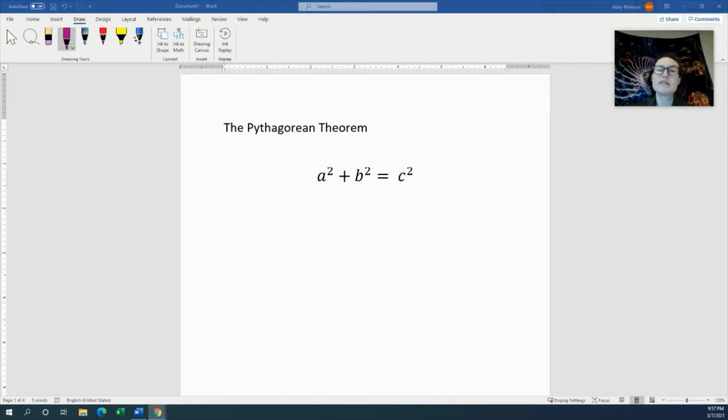Particularly, we'll be using football. Now, you may be already familiar with this theorem, but we're going to take this week to review it since you will need it later in the unit. So here is the Pythagorean theorem. A squared plus b squared equals c squared.